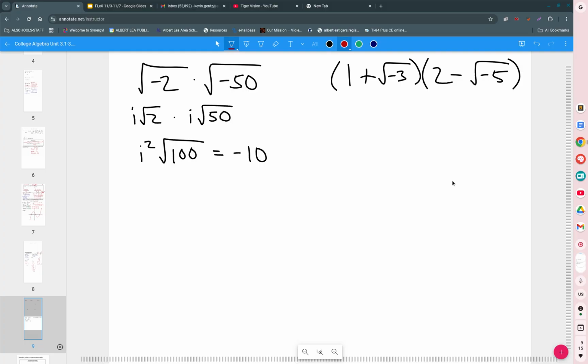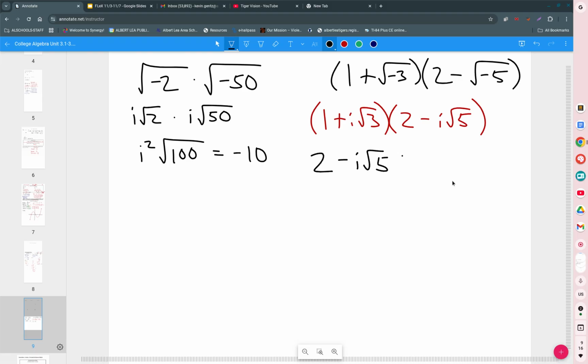So similarly for the next one, as I multiply this out, first I must extract the imaginary portion. So I have 1 plus i roots of 3 times 2 minus i roots of 5. I'm going to go ahead and FOIL this out. 1 times 2 is 2. 1 times negative i roots of 5 is negative i roots of 5. 2 times i roots of 3 is 2i roots of 3. And how would you write i roots of 3 times i roots of 5? I squared roots of 15. Thank you, Evelyn. And what is i squared? Does everybody agree that this last piece is simply going to turn to a plus root of 15?